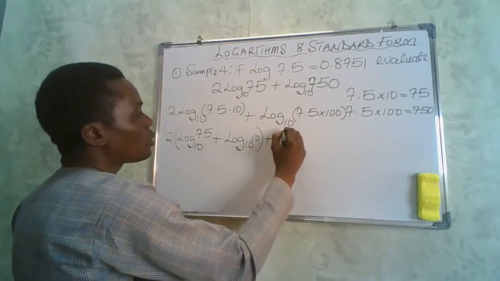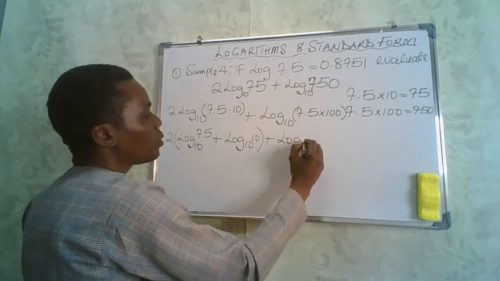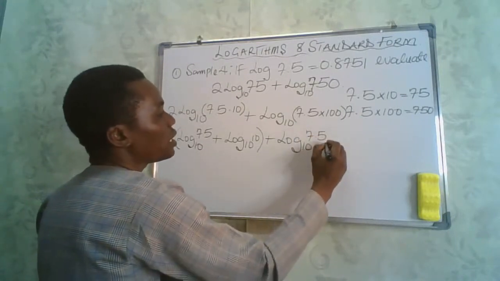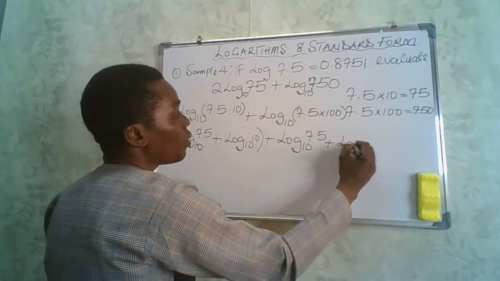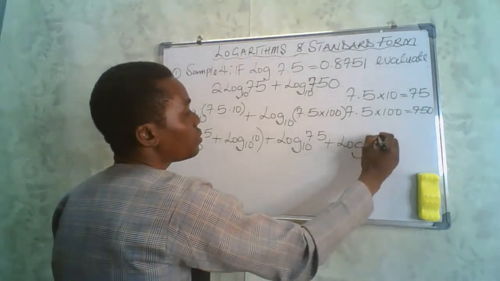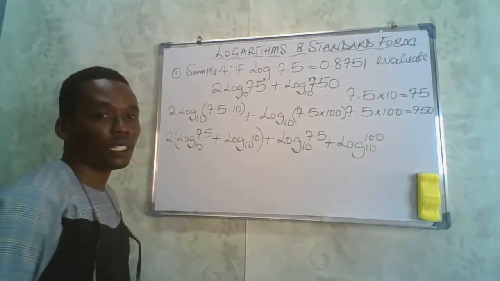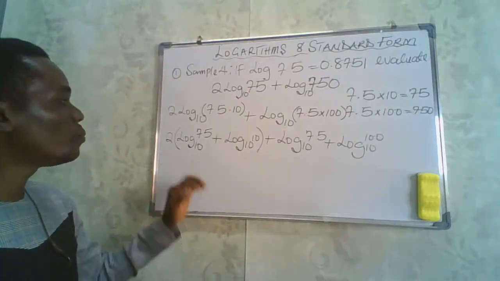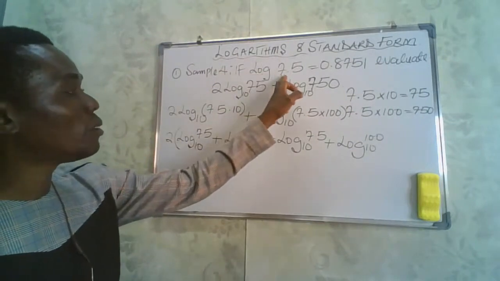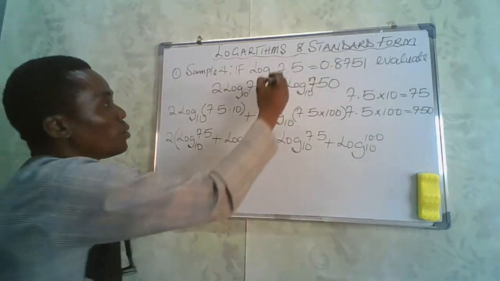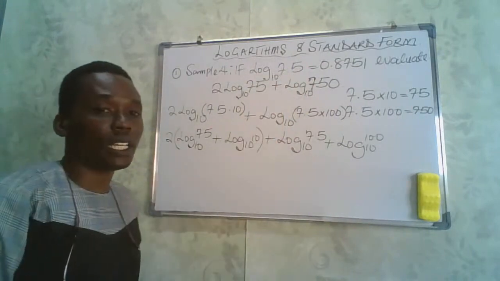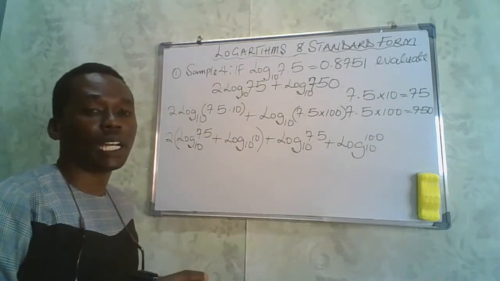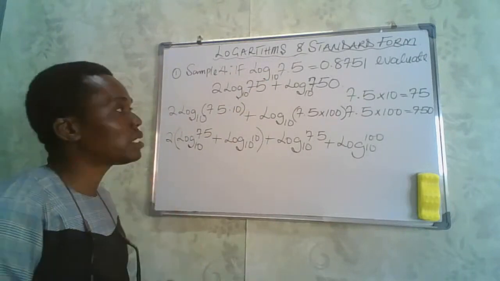And this will be plus log of 7.5 to base 10 plus the log of 100 to base 10. So you see how we are breaking it down little by little. Now we already know what log of 7.5 is. Remember, this is to base 10. I told you if you are not given any base for a logarithm, it is assumed to be in base 10.